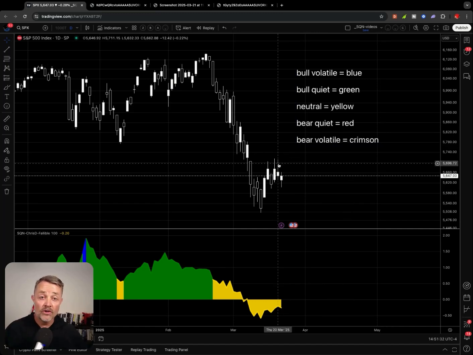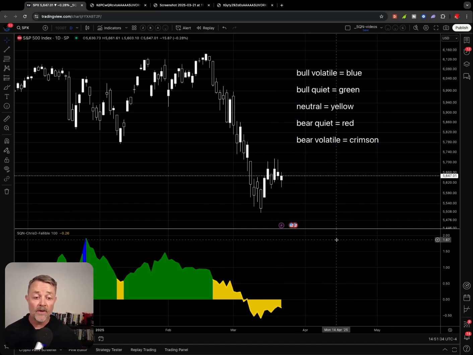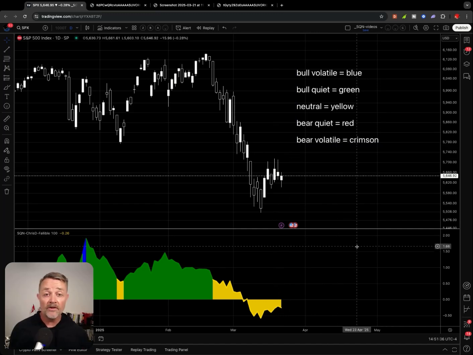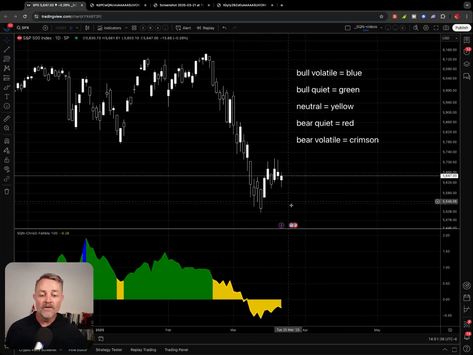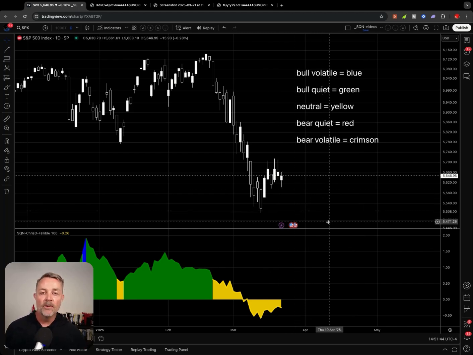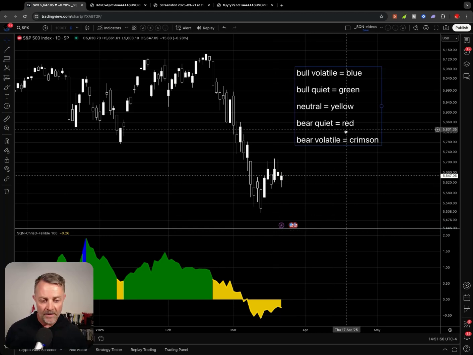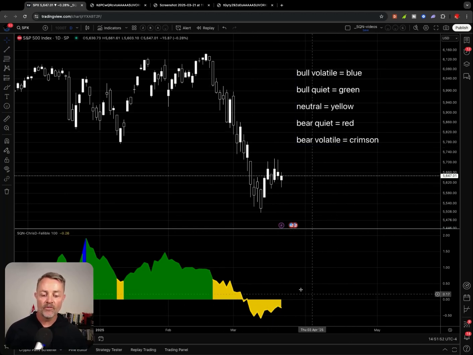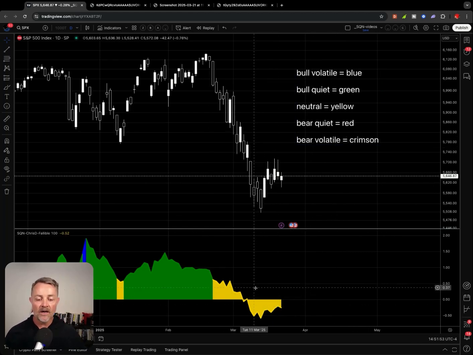Now, if the market turns and drops and continues into a 15, 20, 30% drawdown, well, the market will be telling us by the price action that we are in the bear quiet market regime. Mean reversion won't be working in that. It'll just be directional trading. Big rips up, bigger rips down. Of course, by that time, our SQN indicator will have flipped into the bear quiet market regime.